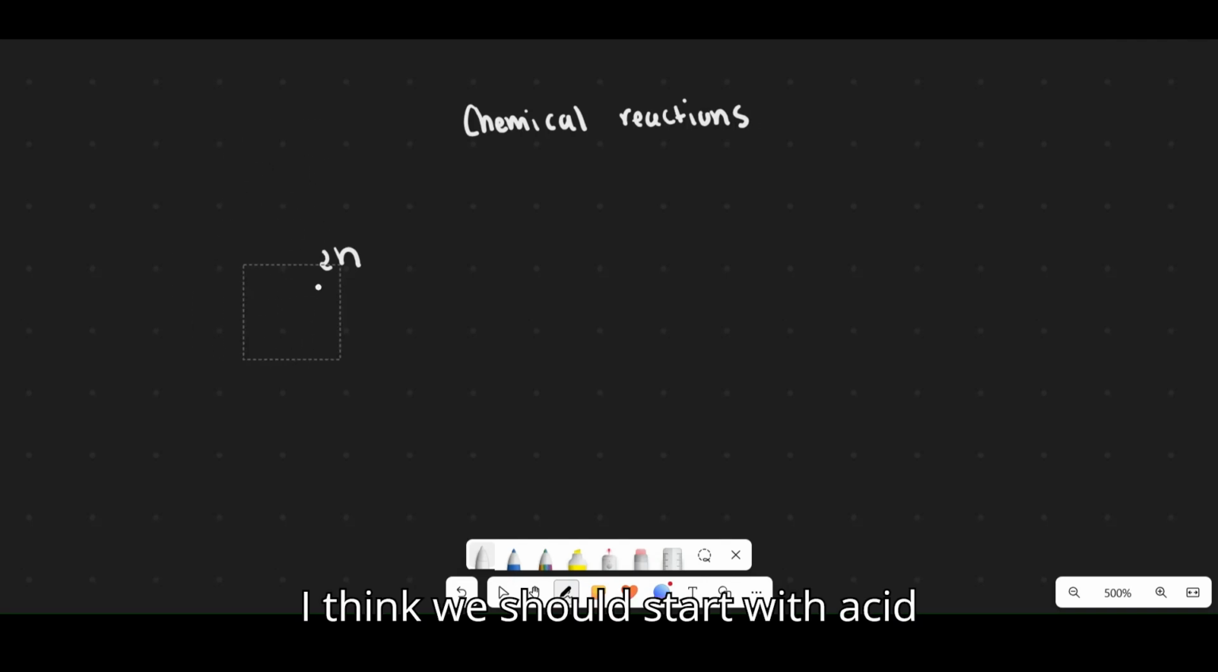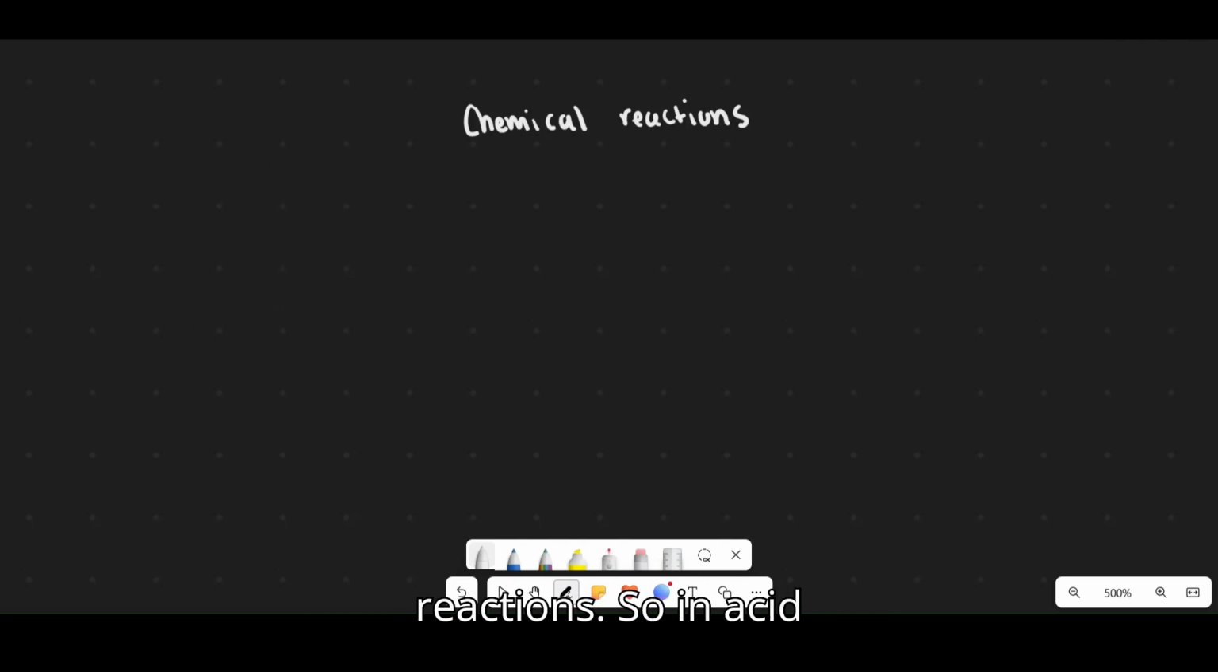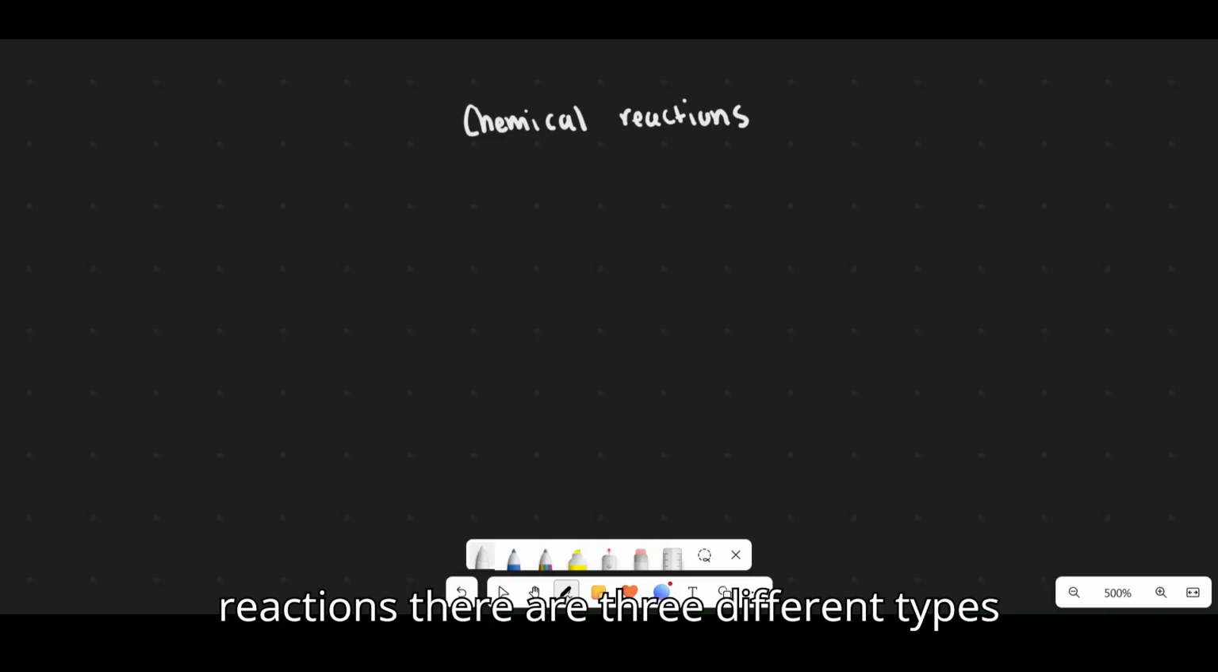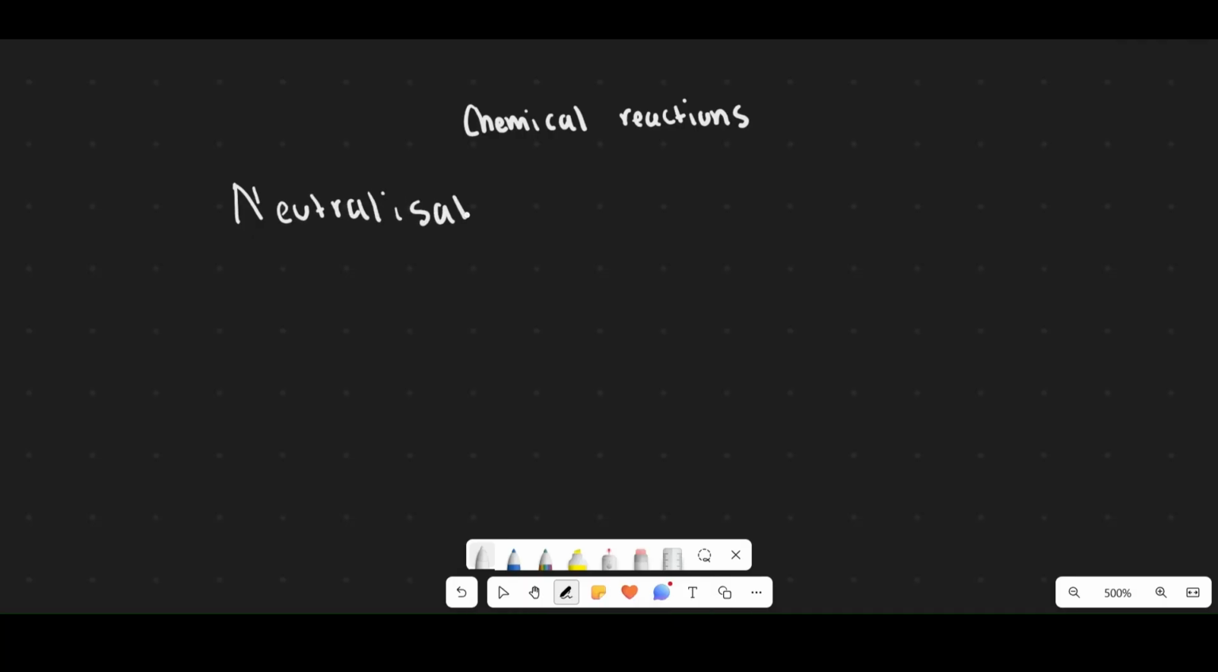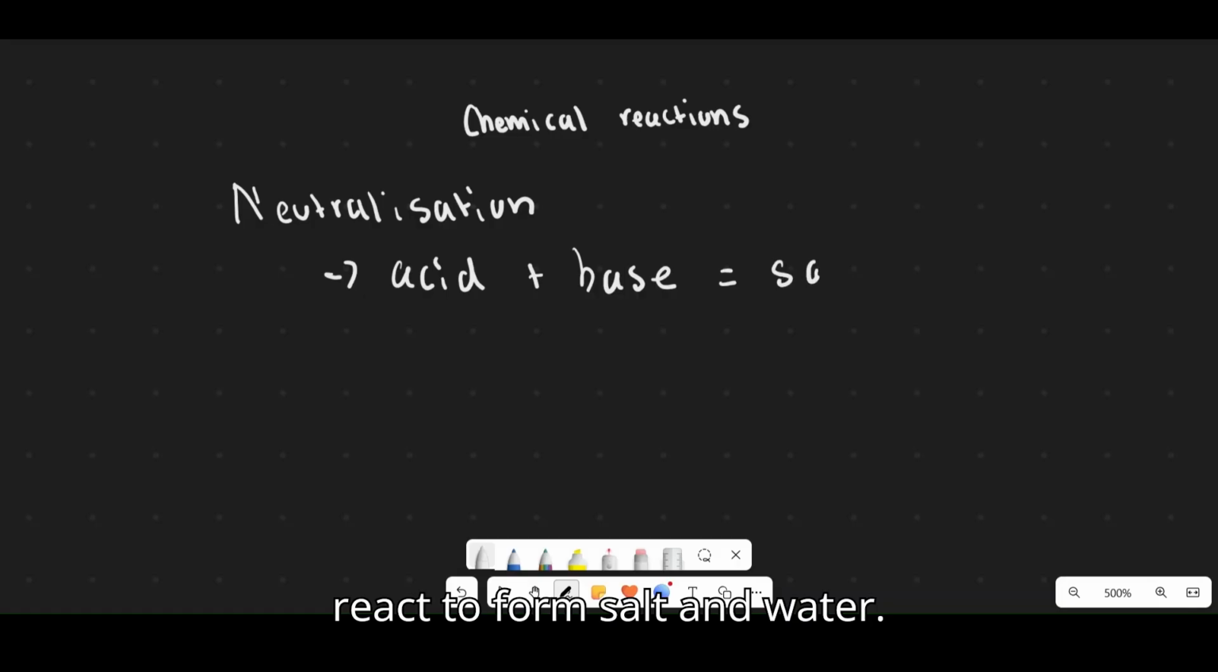So I think we should start with acid reactions. In acid reactions, there are three different types of reactions. One is called neutralization. A neutralization reaction is when an acid plus a base react to form salt and water.